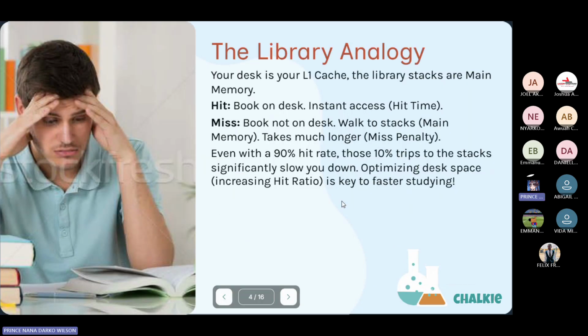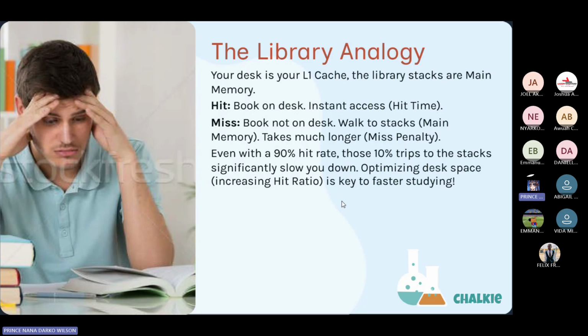So the library analogy. Think about your CPU using this library analogy and then the storage spaces. Your desk, which is immediately in front of you, is the level 1 cache. This is the closest storage area to you. The library stacks are the main memory.